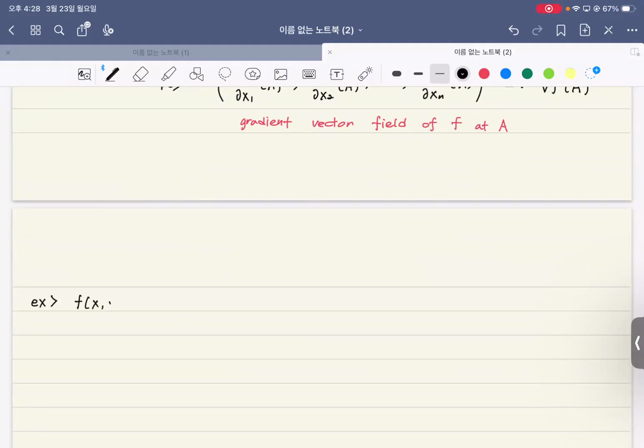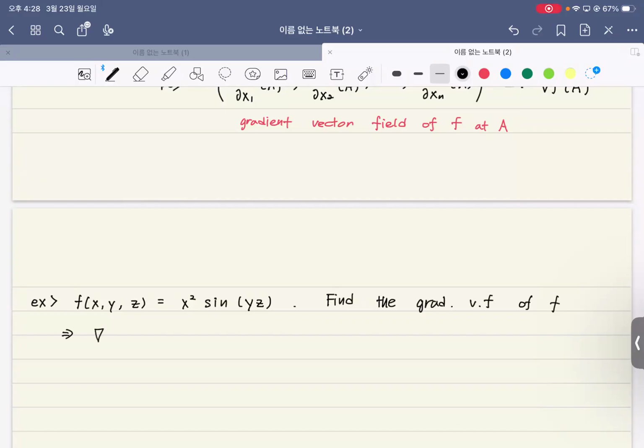This is an exercise given in our textbook. The function is x squared times sine yz. Find this gradient vector. Find the gradient vector field of f.